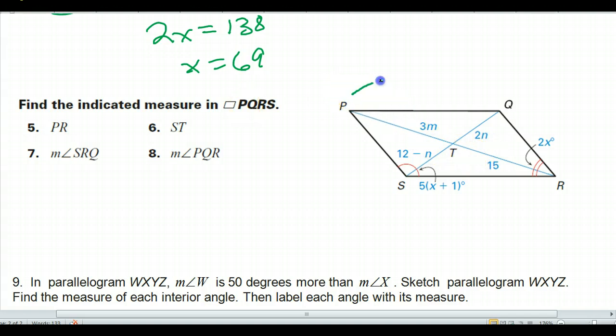PR is the whole thing. Do you understand this? PR is from P to R. That's from here to here. PR is the whole length. So look, let's just find all the variables, and then we'll worry about what they are asking us later.